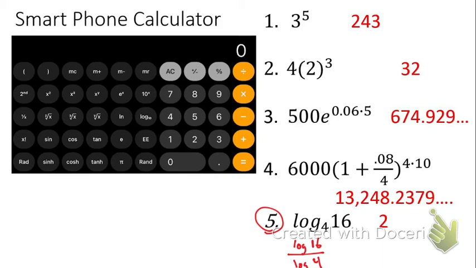Now, you might be saying, what is a log anyway? I'm going to tell you about that in this chapter. However, when you see the log button here, that's going to be super important. It's tough to get 2 out of this, just a whole number 2, but I'm going to show you exactly how to do that right now.